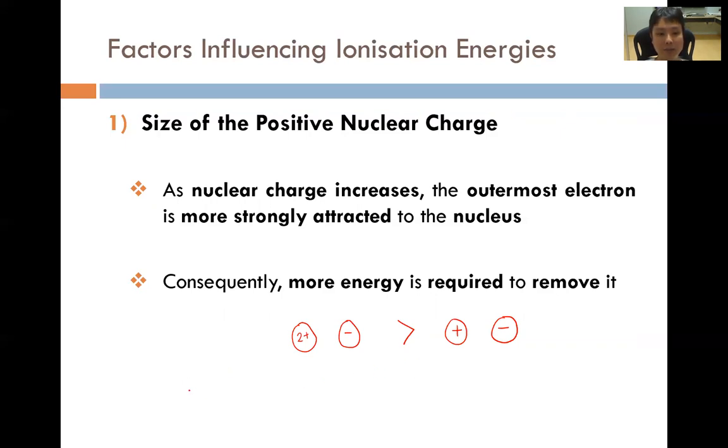And hence, it can be said that if the number of protons increases, it would result in a stronger attraction of the outermost electron, which would result in an increase in the ionization energy because more energy is required to overcome this stronger attraction. So this is factor 1.